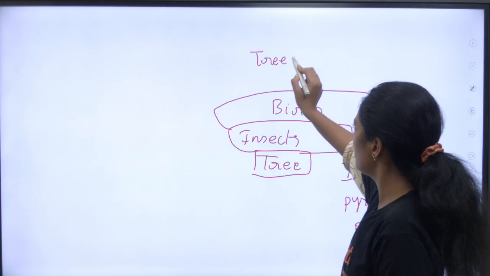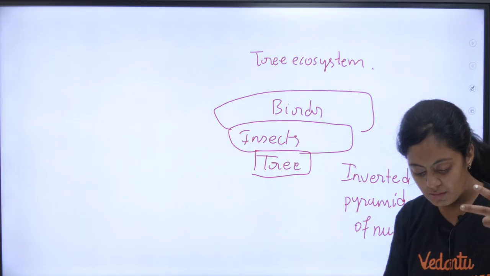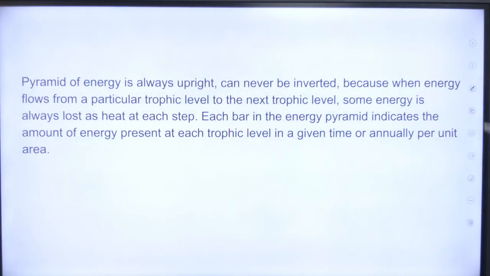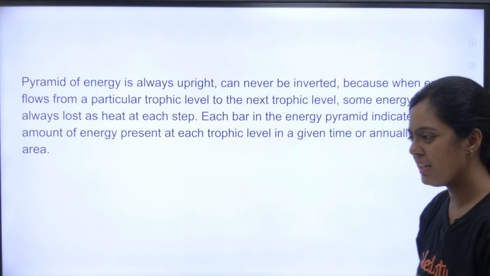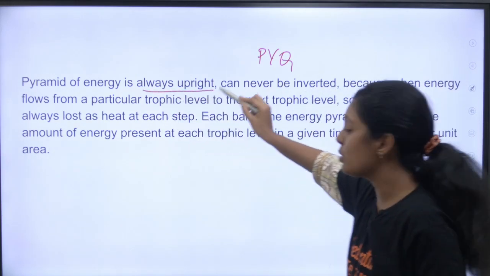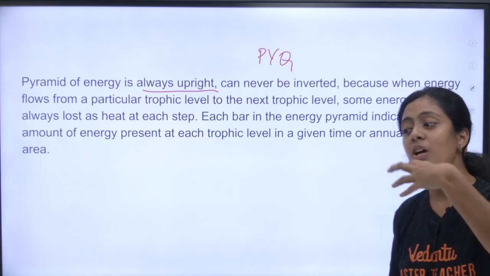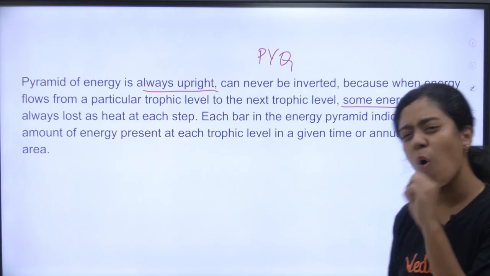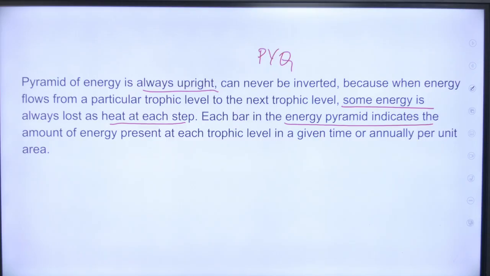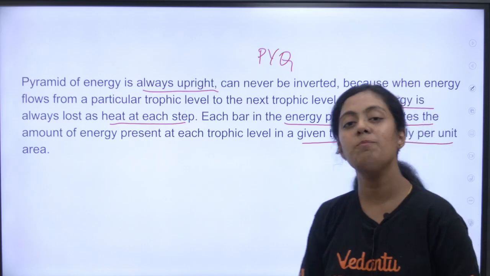For the tree ecosystem, it is inverted. Upright and inverted are very important. Is this clear? Any doubts here? The most important thing, they have asked many times in PYQs: pyramid of energy is always upright and can never be inverted, because when energy flows from one trophic level to the next, some energy is always lost as heat at each step. Each bar in the energy pyramid indicates the amount of energy present at each trophic level in a given time or annually per unit area.